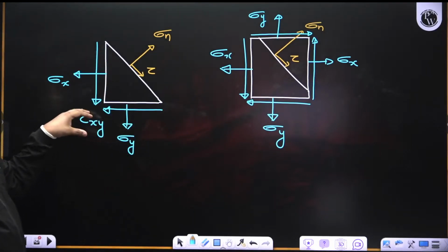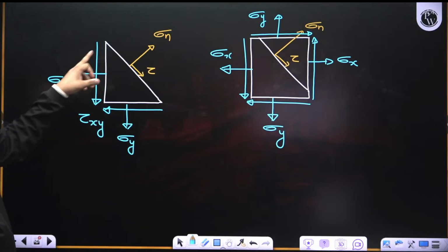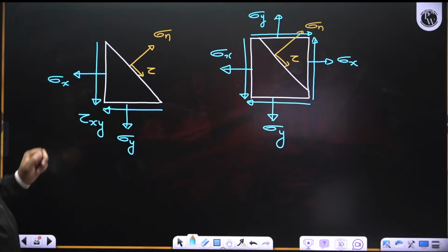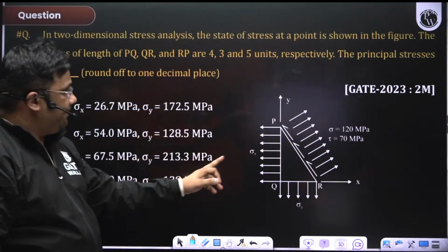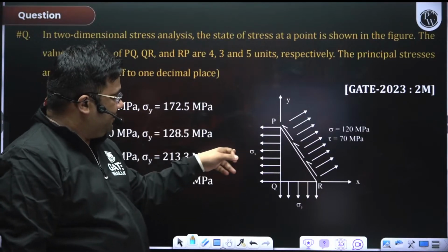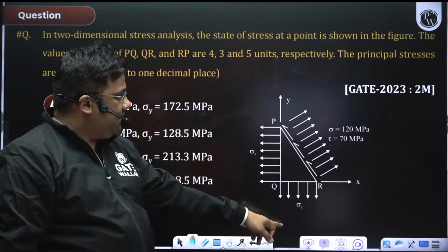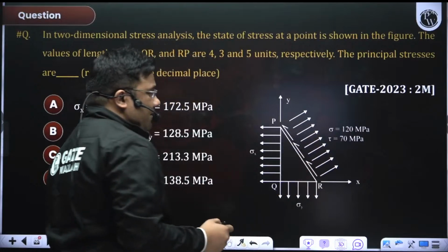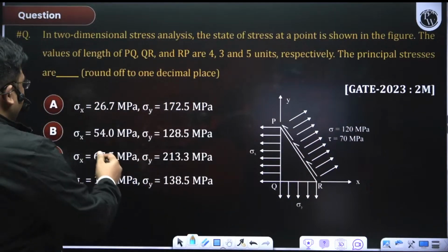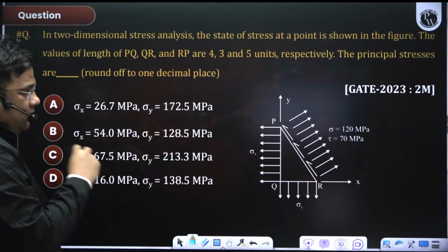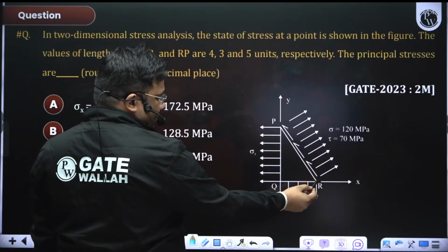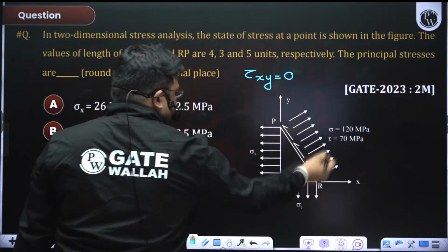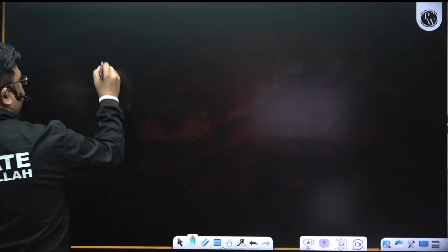So instead of giving this, they might give this. From this you have to understand that this is sigma y, this is sigma x, this is sigma n on that plane, this is the shear stress on that plane. Now coming back to this question, in this diagram sigma x is given in this direction, sigma y is given. Now shear stress is given and normal stress on this plane is given, right? And they're asking the value of sigma x and sigma y. Now see, there is no stress given on this. That means indirectly tau xy is 0, right? So indirectly this diagram I can simplify in this way.